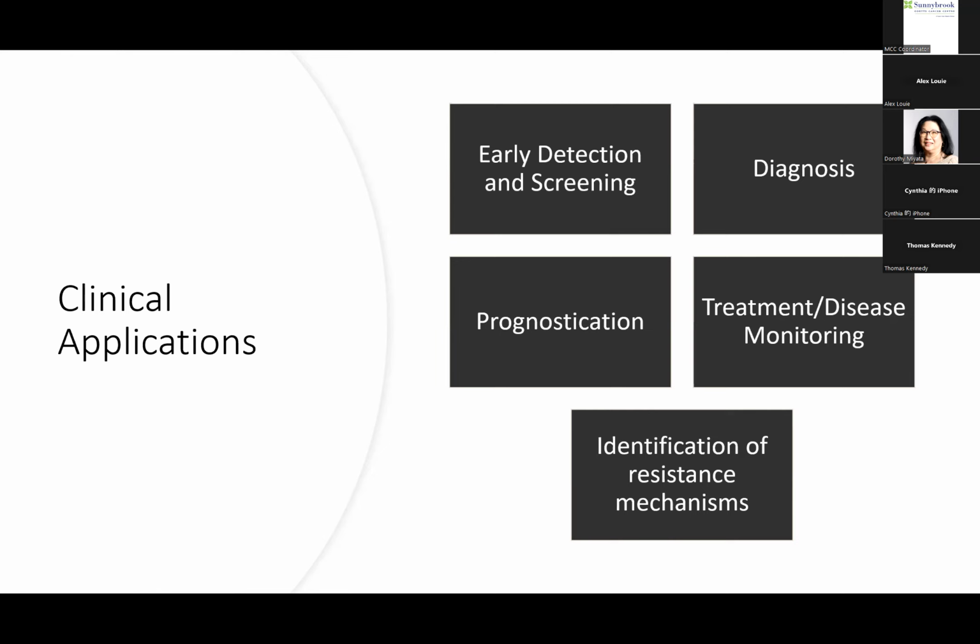And in the metastatic setting, there's been some identification of potential resistant mechanisms to medications that are being used. We'll explore 3 studies that have looked at some of these. First off, we'll look at the use of circulating tumor DNA in the diagnosis of lung cancers.